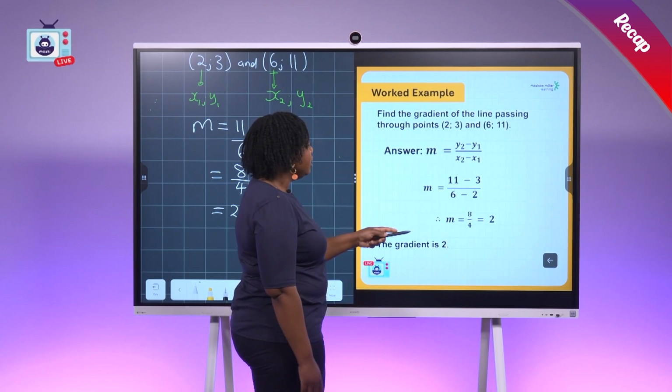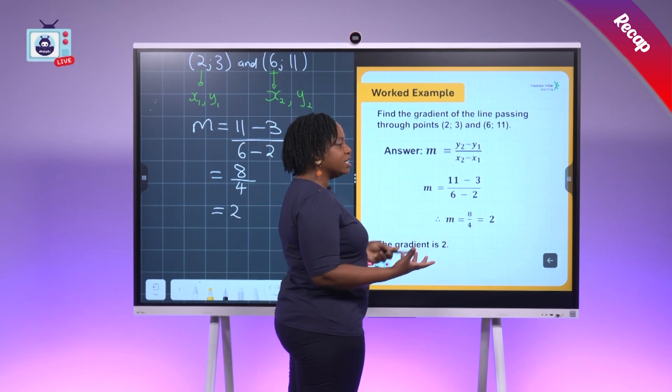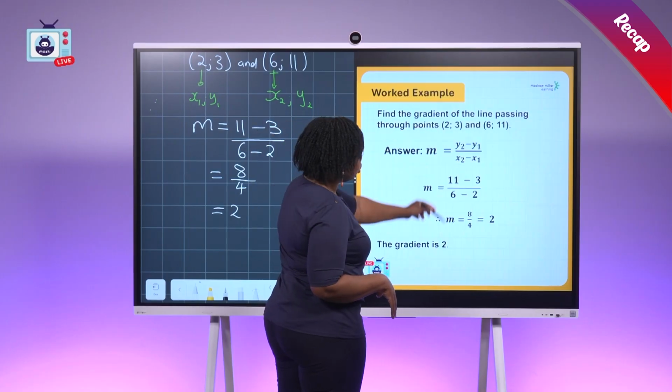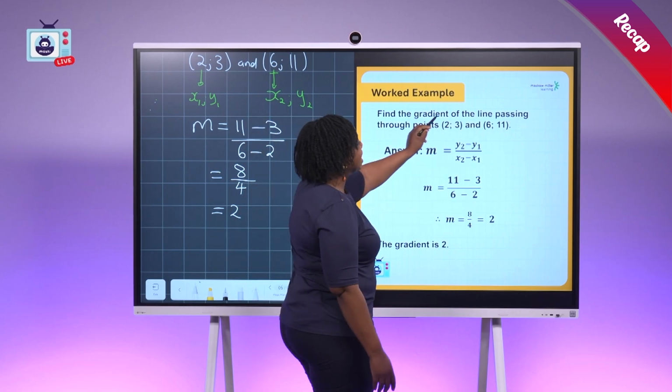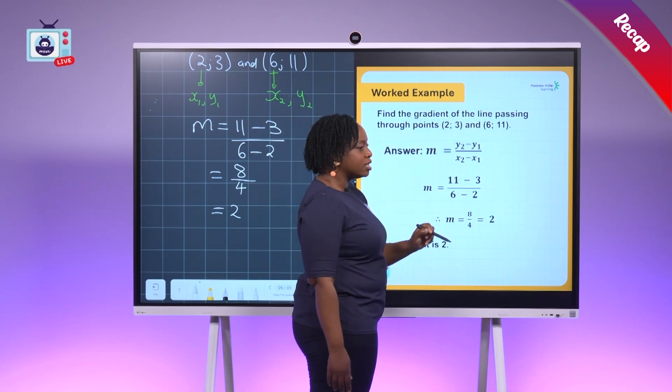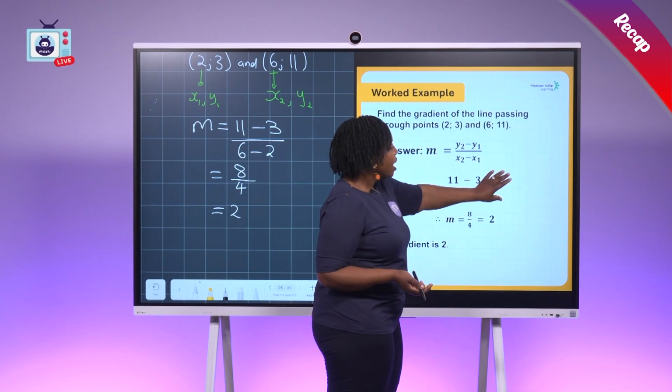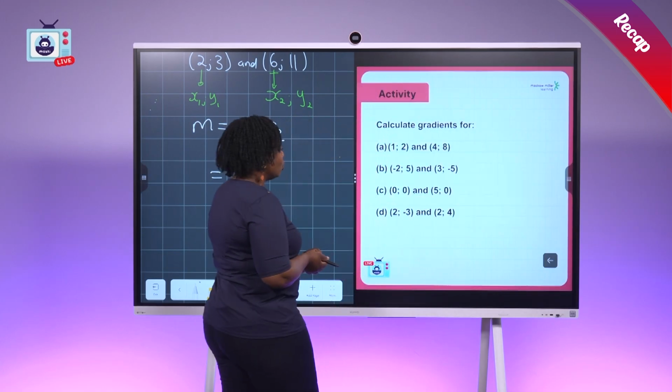So that's how we calculate the gradient when we have 2 points. These points have to be on the same straight line. In other words, you cannot calculate the gradient of different lines, or of a non-straight line on a particular graph. It has to be a straight line. Hence we said find the gradient of the line passing through points. So that one line has 2 points that we are calculating the gradient from. I hope you guys have got that and understood it very well.